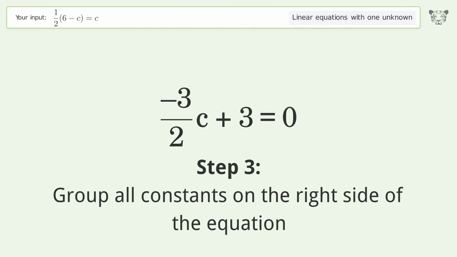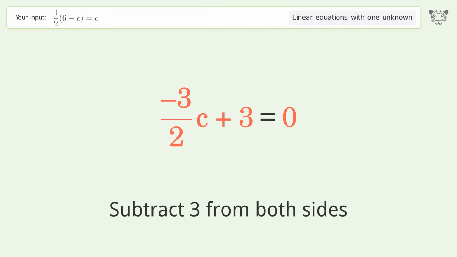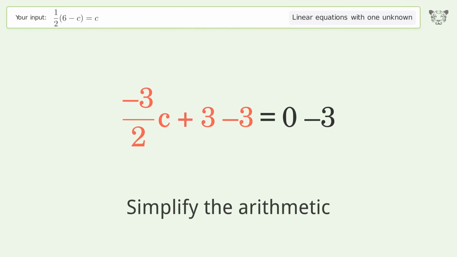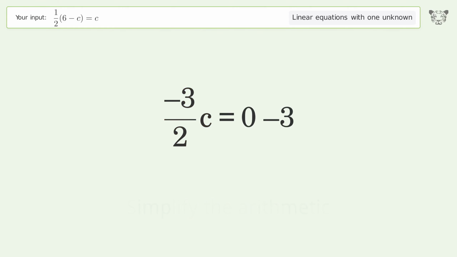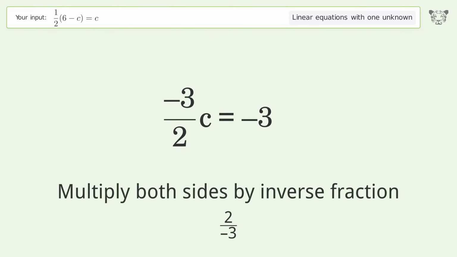Group all constants on the right side of the equation. Subtract 3 from both sides. Simplify the arithmetic. Isolate the c. Multiply both sides by inverse fraction 2 over -3.